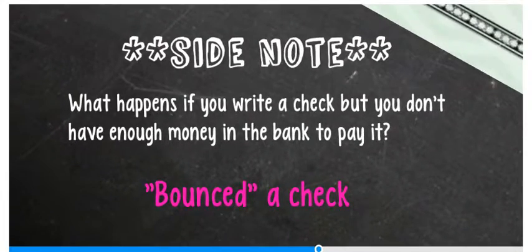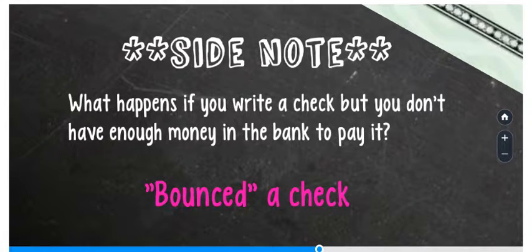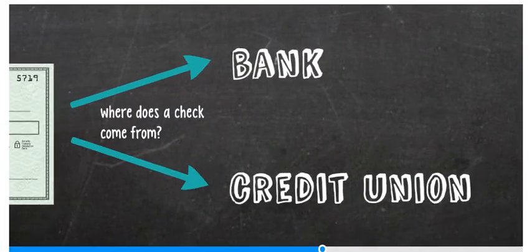All right, so a side note: what happens if you write the check, however, you don't have enough money in the bank to pay the check? This is called bouncing a check. So if you've bounced a check, this is what you do. Let's say, for example, you're writing a check for $800, but you only have $400 in your bank account. You've done what's called bouncing a check, and then you probably have to pay like a $35 fee or so in order to have the check be processed through the system so it doesn't get taken out of your account. Don't bounce a check, it's bad for your credit.